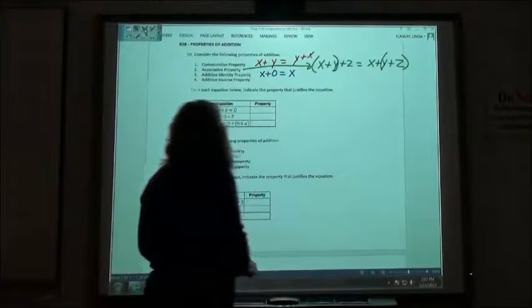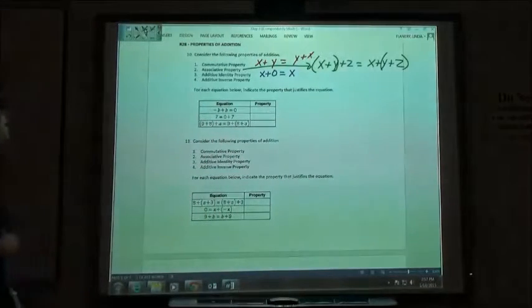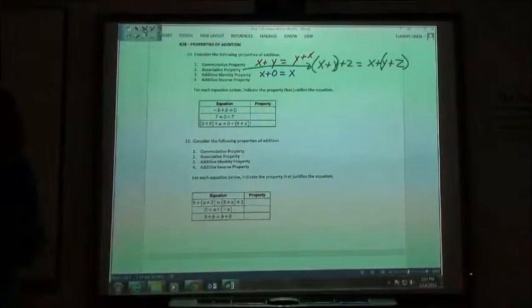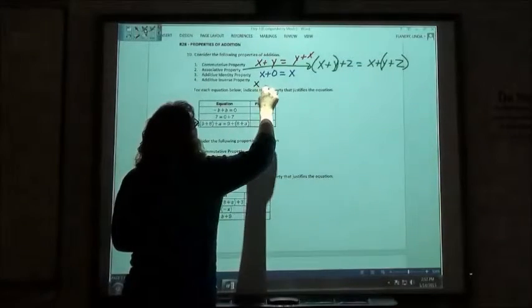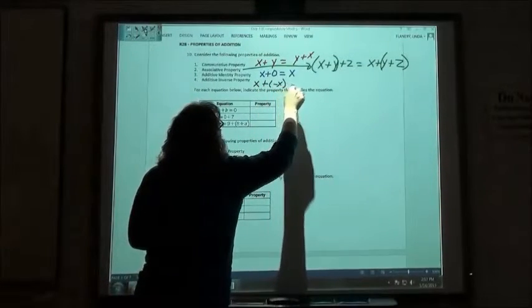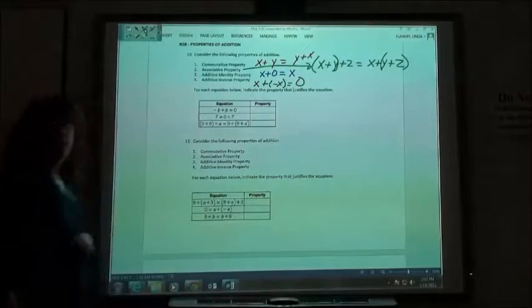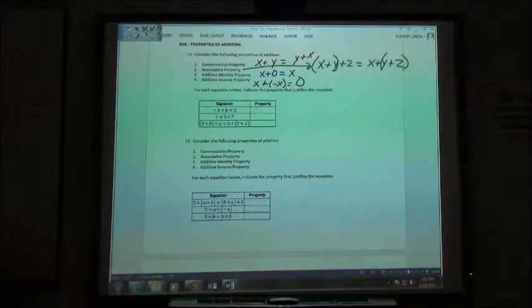And the last property is the additive inverse. Additive inverse, inverse means opposite. If I add opposites, I'm going to end up with an answer of 0. So their example is going to say something like x plus negative x ends up being 0. A 3 plus a negative 3 would end up being 0.